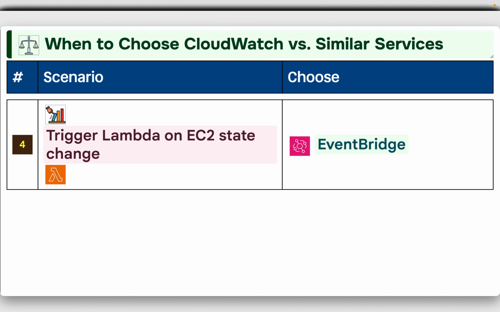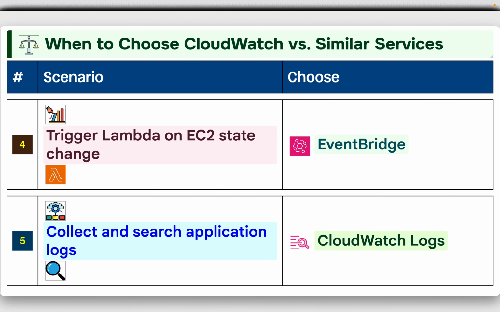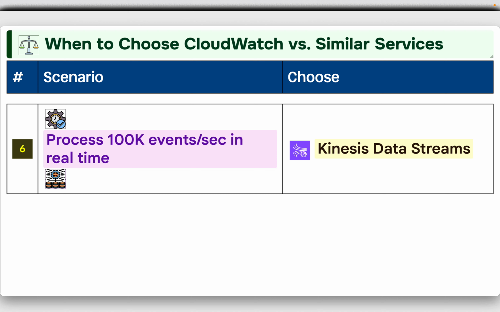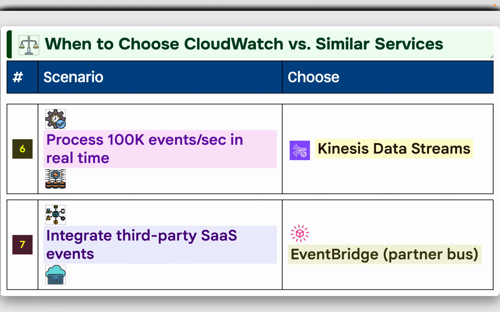If you need to trigger a Lambda function on an EC2 state change, choose EventBridge. If you need to collect and search application logs, choose CloudWatch Logs. If you need to process 100,000 events per second in real time, choose Kinesis Data Streams. If you need to integrate third party software as a service events, choose EventBridge with a partner bus.